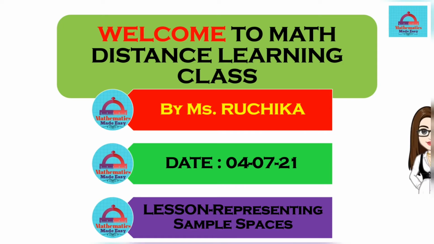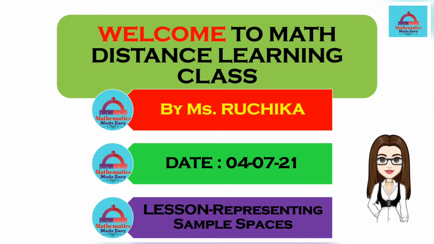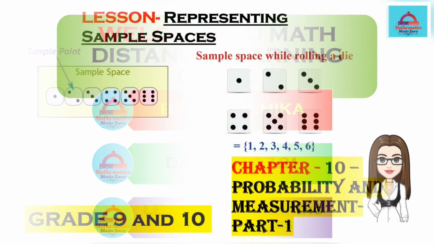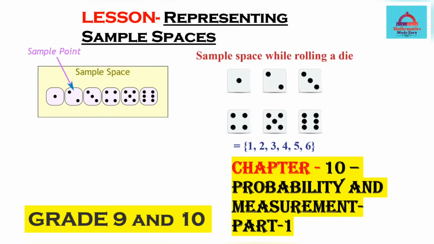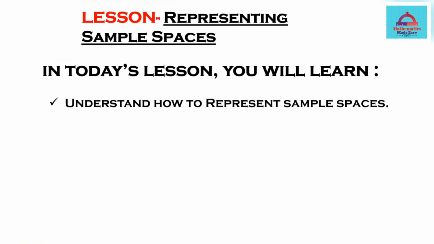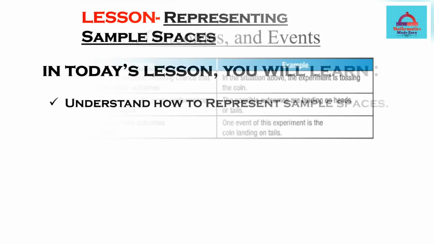In the session today we are going to be covering a new chapter which is probability and measurement for grade 9 and 10. And in the session today we are going to focus on the lesson representing sample space. Let's get started with part 1 of probability and measurement, which will be useful for grade 9 and 10. In today's session, you will learn how to represent sample spaces in 3 different ways.